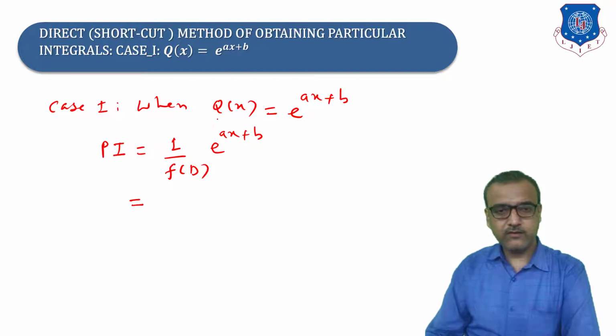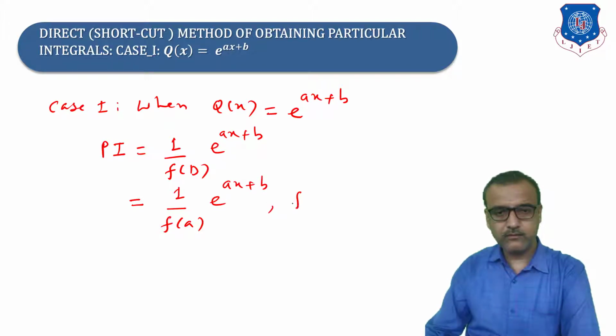Now whenever Q of x is e raised to ax plus b, to evaluate PI in this case, we just replace D by the coefficient of x, that is a in this case. So we write 1 upon f of a times e raised to ax plus b, provided f of a is not equal to 0.